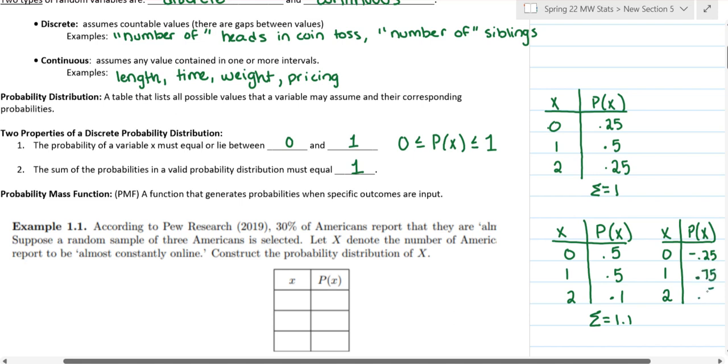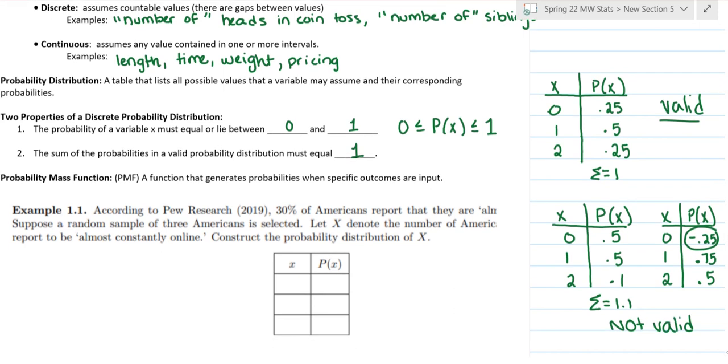0.75, and 0.5, even though the sum of that is 1, it's not a valid probability distribution because probability has to be between 0 and 1. You can't have a negative probability. So this would be valid. These two are not valid. The first one, because the probabilities are more than 1. The second one, even though the sum of the probabilities is 1, you cannot have a negative probability in your distribution.